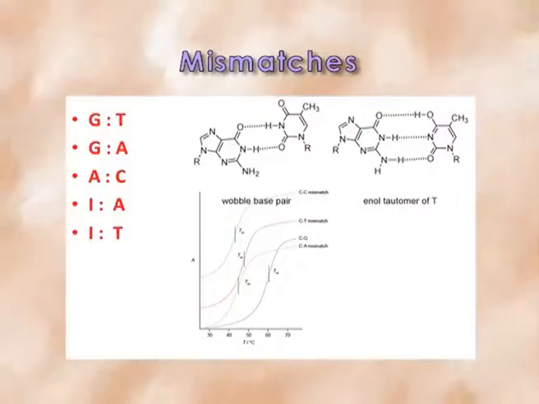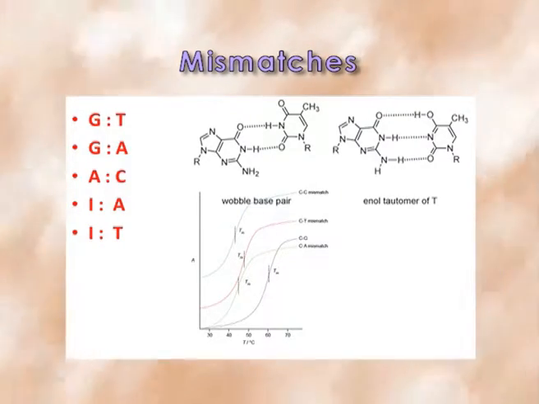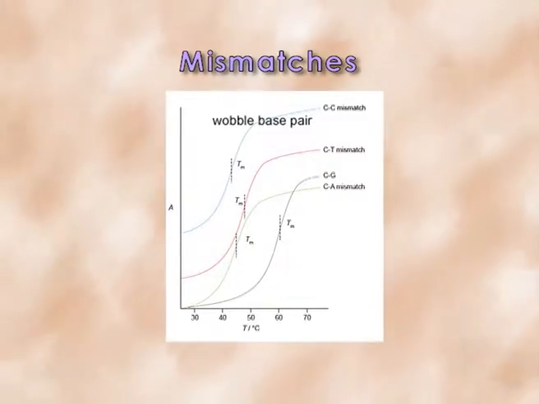Now, after replication, when the tautomer reverts back to its common form, it gives rise to mismatches, like G-T, G-A, A-C, I-A, I-T, etc. Such mismatches can cause impaired Watson-Crick base pairing as well as flipping of the bases. So, it changes the Tm, or melting temperature.